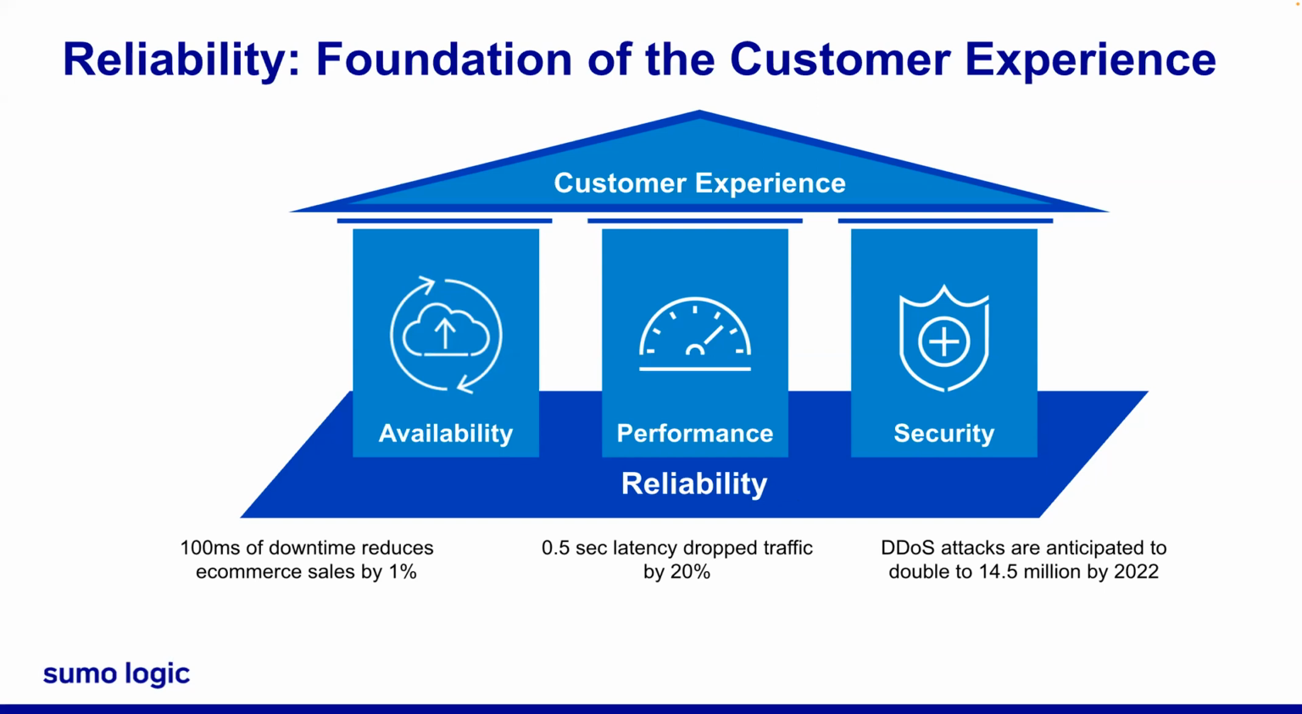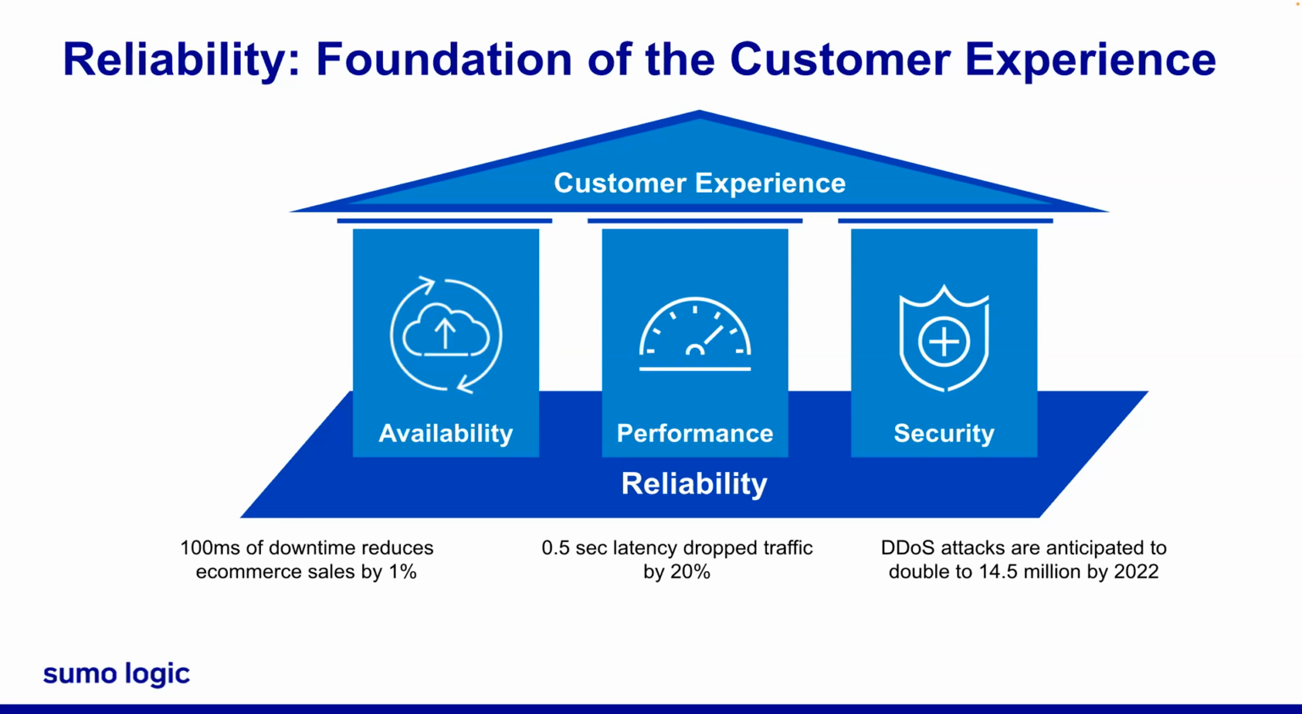In regards to availability, we've seen, and we have numbers to back this up, that 100 microseconds, so a tenth of a second of downtime, is going to reduce e-commerce sales by 1%. And this occurred for a well-known content delivery network service provider. So having that availability of a tenth of a second reduce sales by 1%, that's quite meaningful, quite important, and quite something you want to avoid is that downtime.